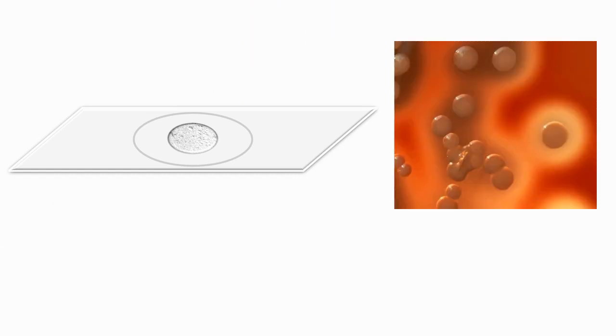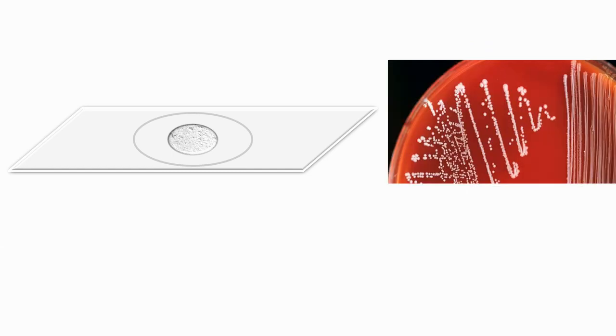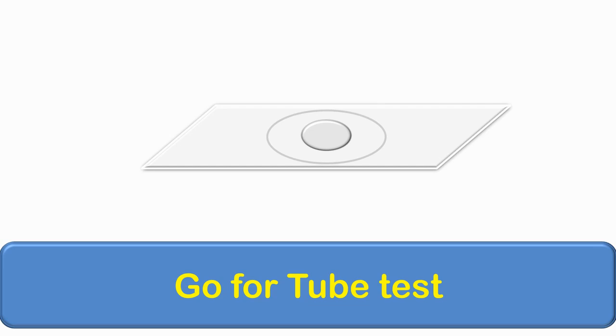Slide coagulase positive, beta hemolytic colonies are diagnostic of Staphylococcus aureus. Slide coagulase test positive and non-hemolytic colonies on blood agar: this combination is non-diagnostic, so go for tube coagulase. If slide coagulase test is negative, go for the tube coagulase test. So that was all about the coagulase test.